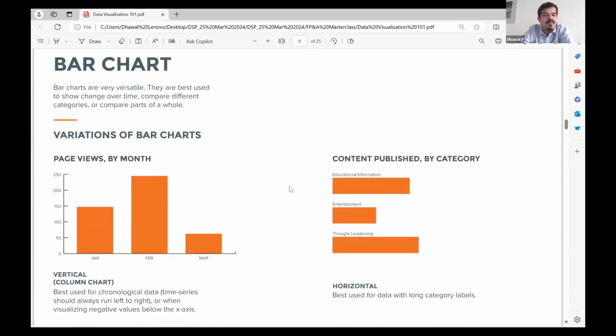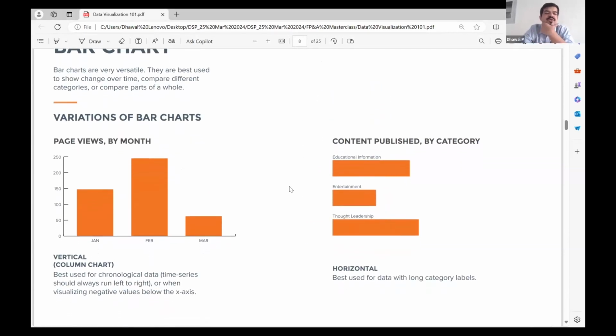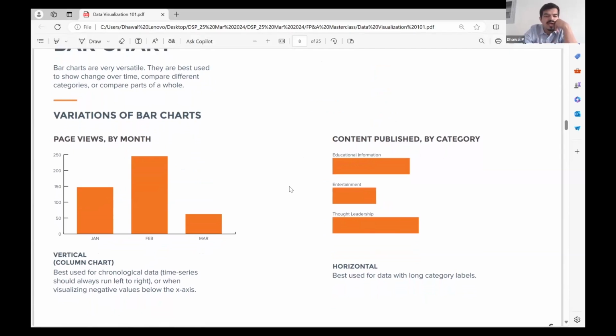Starting with bar chart. Bar charts are very versatile, so they can give you different types of utility. You can compare different times as well, like January, February, March. Here we can compare different periods, chronological data as well. And you can see where the quantity is high, where the quantity is low. So that is very much possible. This is a vertical bar chart.